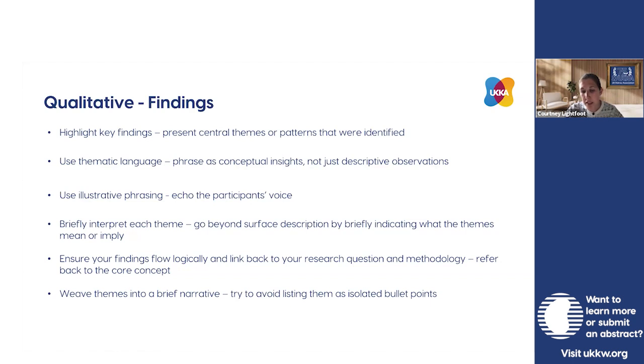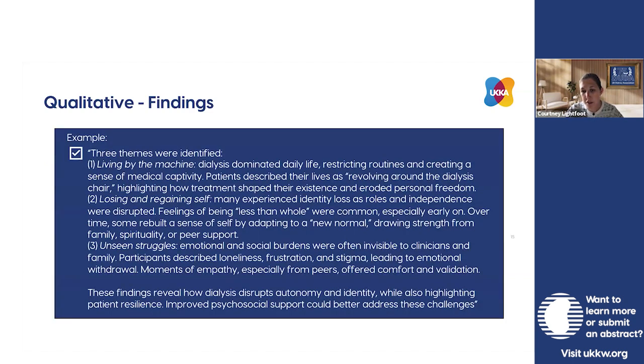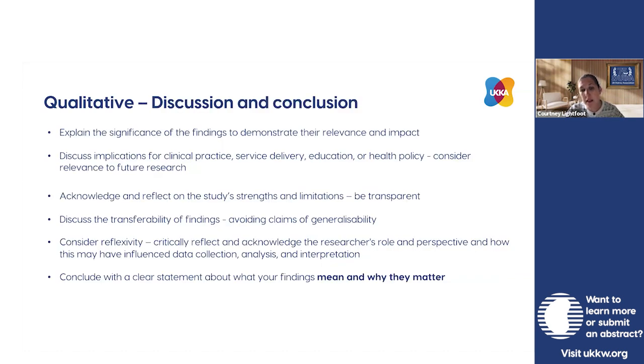You want to try and briefly interpret each theme and go beyond just the surface description by briefly indicating what the themes actually mean or what they imply. You want to ensure that your findings flow logically and link back to your research question and your methodology. So you want to think back to what your core concept is. What are you actually trying to explore and find out? And you want to try and weave your findings into a brief narrative. Try and avoid listing them as bullet points. Next slide, please. There's just an example of how to do that.